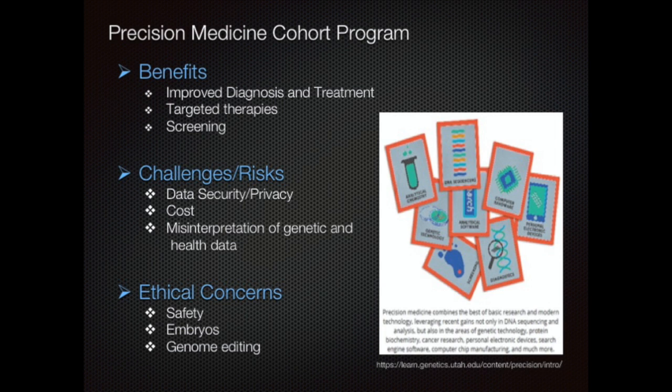Also, there are ethical concerns, such as safety, embryos, and genome editing. So, for example, is it okay to use gene therapy on an embryo when it is impossible to get permission from the embryo? Is getting permission from the parents enough? What if gene therapies are too expensive and only wealthy people can access and afford them? That could actually worsen existing health inequalities. Will some people use genome editing for traits not important for health, such as athletic ability or height? Is that okay? These are things to consider.